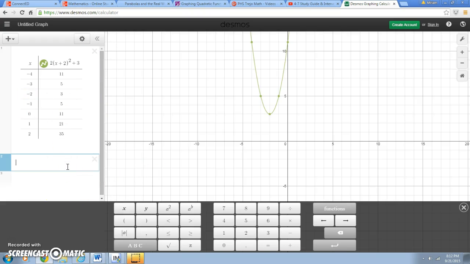Just for kicks, you can graph the other function, number 2, which was -3 times x minus 1 squared. You click on the a squared, and it graphs your function. I want you to compare the table of values for this function to the table of values we got.